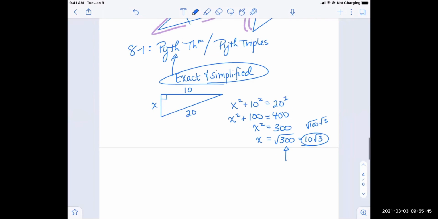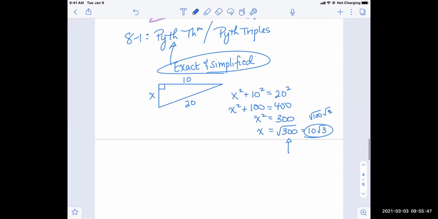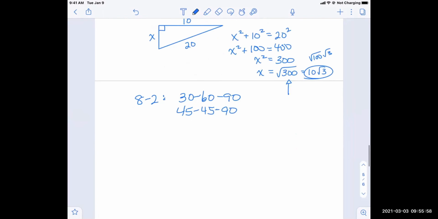Okay, so 8.1 is Pythagorean theorem, Pythagorean triples, and then 8.2 is 30, 60, 90, and 45, 45, 90. Special right triangles. And then 8.3 is our SOHCAHTOA stuff.